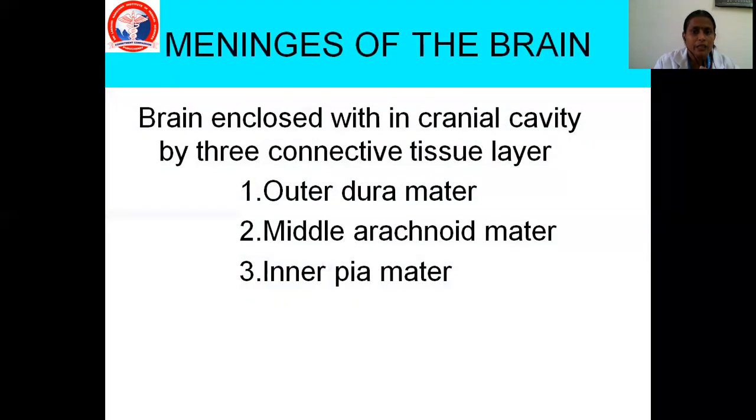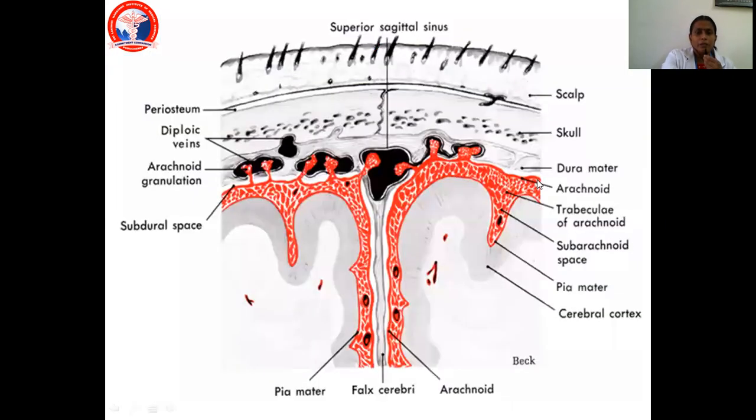The brain is enclosed within a cranial cavity by three connective tissue layers: outer dura mater, middle arachnoid mater, and inner pia mater. This picture shows the coverings of the brain. This one is the dura mater, this one is the middle arachnoid mater, and this one is the inner pia mater.